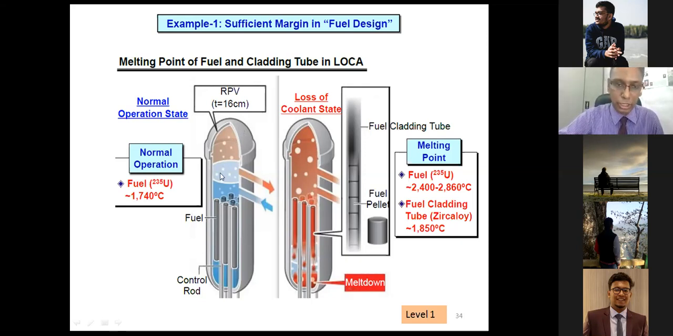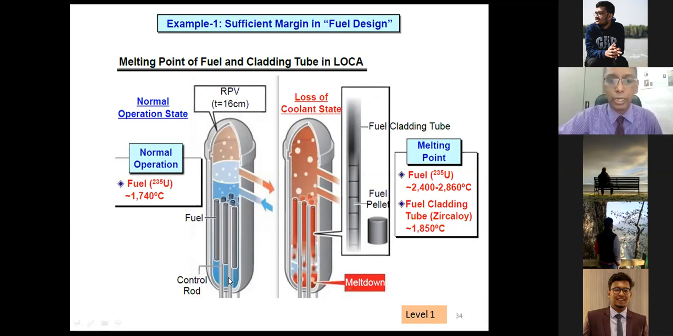If you see here, this is the normal operation condition, and this is when the loss of coolant accident happens. In normal operation, there is a reactor pressure vessel designed with a thickness of 16 centimeters. There is a control rod, there is fuel inside, and everything happens normally. The fuel temperature is usually 1740 degrees Celsius. So nothing happens here because it is normal operation.